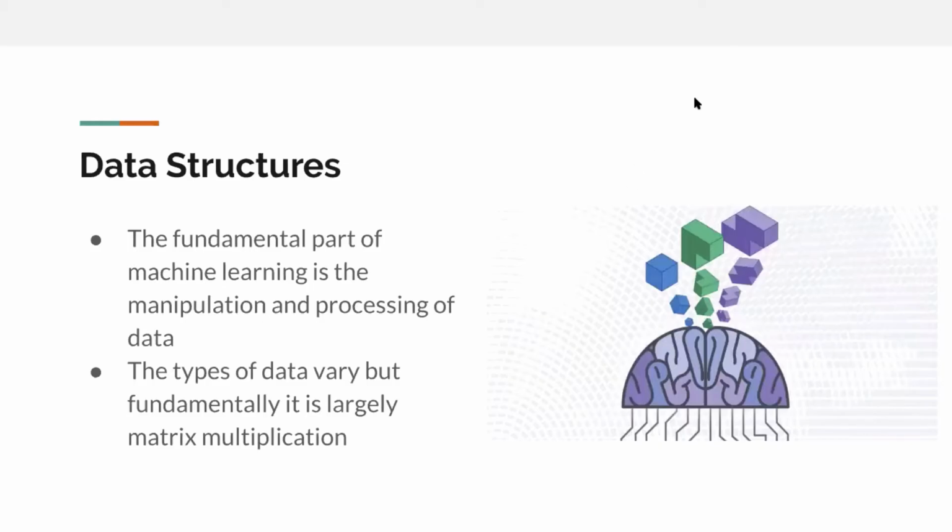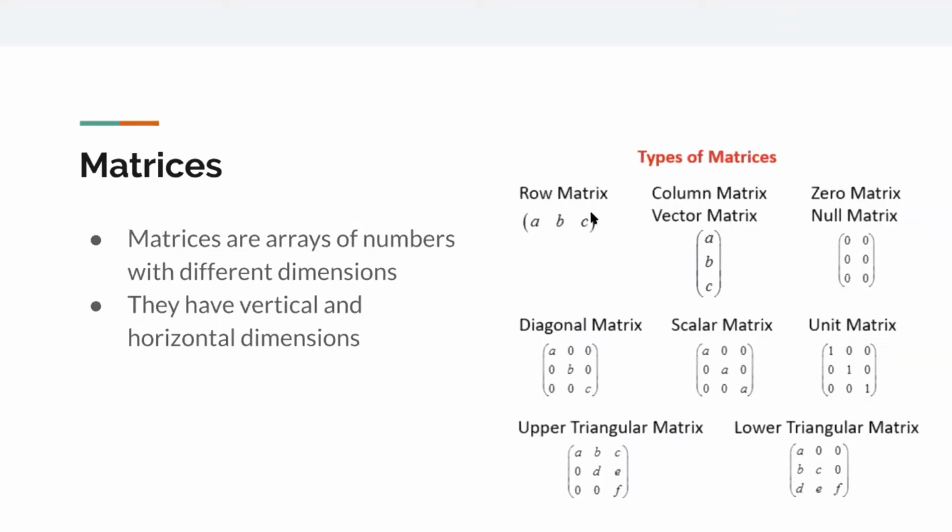Okay, so the data structure. One of the most fundamental parts of machine learning is manipulating, processing, and analyzing data. The types of data can vary between different data sets, but fundamentally, a lot of it is largely working with matrices or arrays and doing a bunch of different array multiplications with each other. A matrix is an array of arrays of numbers that can have dimensions. So it has vertical and horizontal dimensions if it's a 2D array or a matrix.